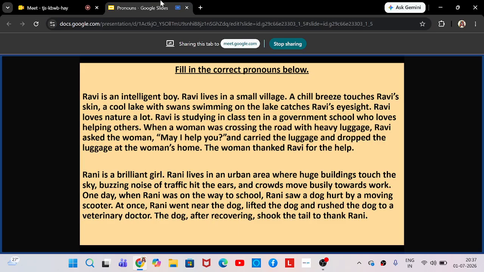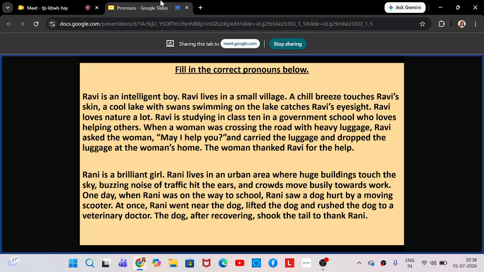Rani is a brilliant girl. She lives in an urban area where huge buildings touch the sky. Buzzing noise of traffic hit the ears and crowds move busily towards work. One day, when she was on the way to school, she saw a dog hurt by a moving scooter. At once, she went near the dog, lifted the dog, and rushed the dog to a veterinary doctor.